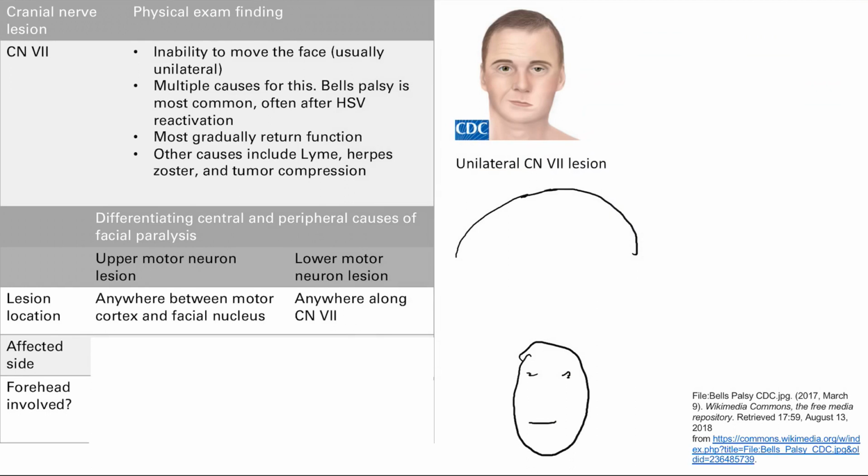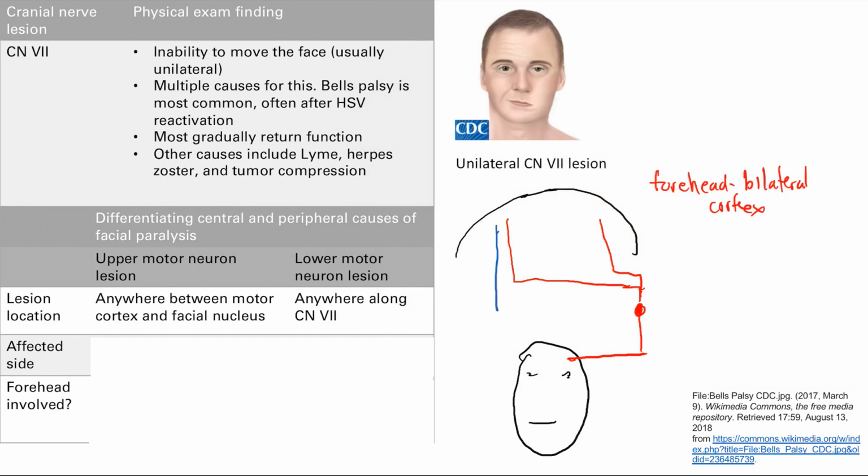Now we're going to look at a unilateral lesion, and first we're going to look at the upper forehead. The upper forehead is innervated by both sides of the motor cortex. It's a bilateral motor cortex innervation. On the other hand, the lower part of the face is only from the contralateral cortex. Just know that it's only contralateral.